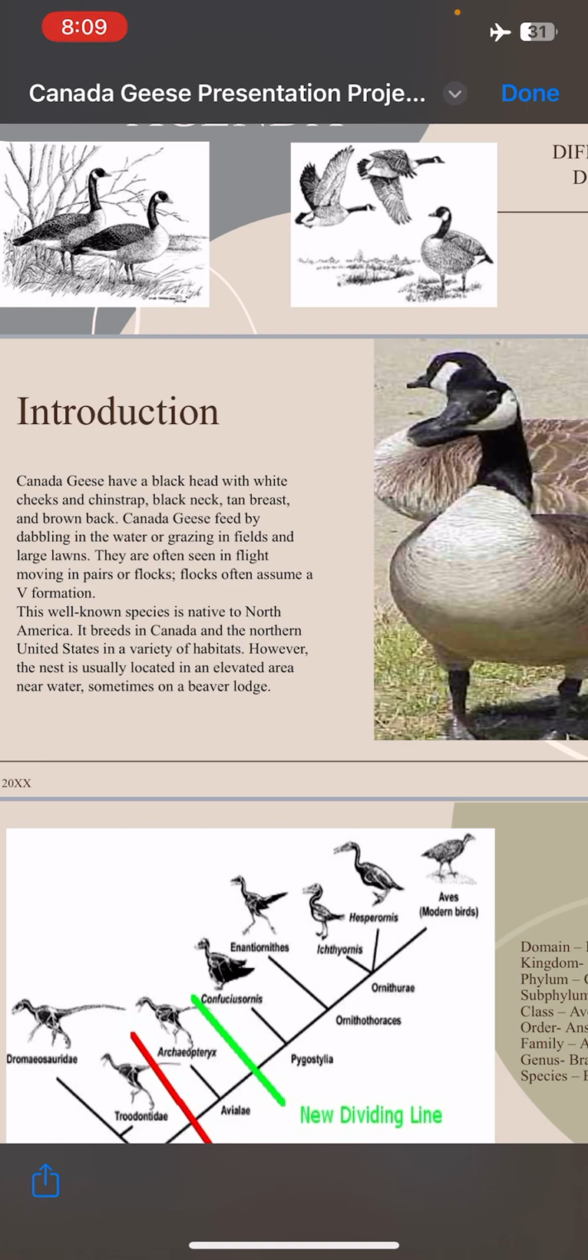And we can often see them moving in pairs or flocks, and they mostly fly in a V formation. Mostly they are native to North America, and they breed mostly in Canada and the northern United States in a variety of habitats depending on their environment. But most of their nests are usually located in an elevated area near the water or near the lake, and sometimes even on a beaver lodge.